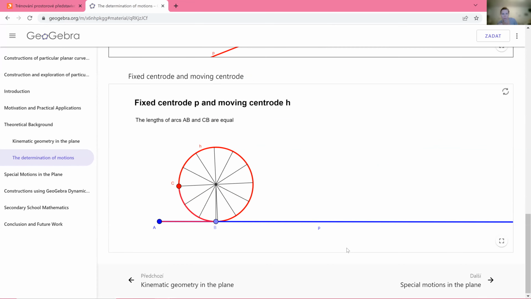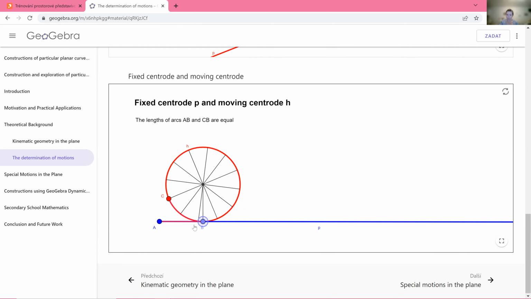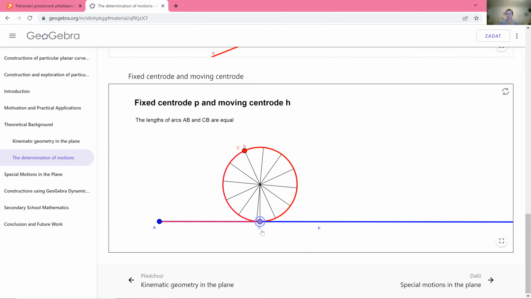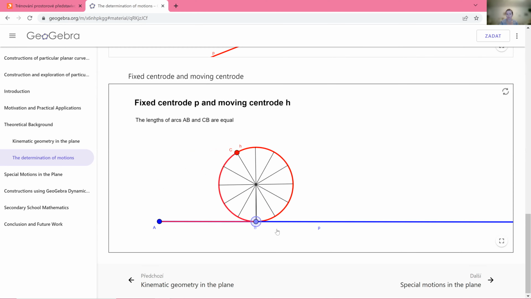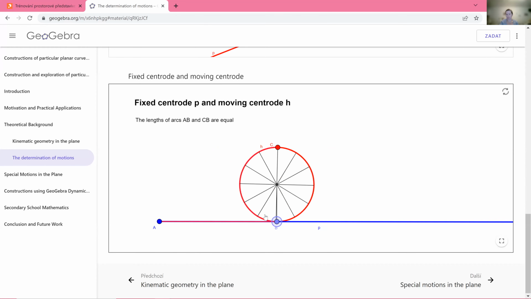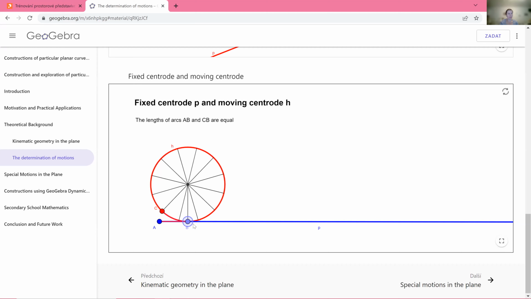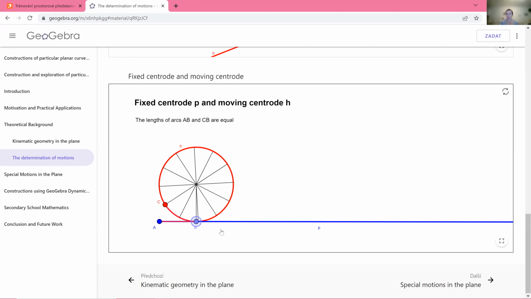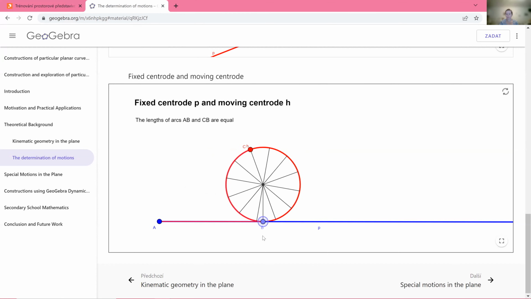And the final way to determine the motion is with a fixed and a moving centrode, which is also a very nice practical example of kinematic geometry. A circle is moving without sliding, meaning the arc on the circle is still the same length as this line segment. So this is the final way how to determine the motion.